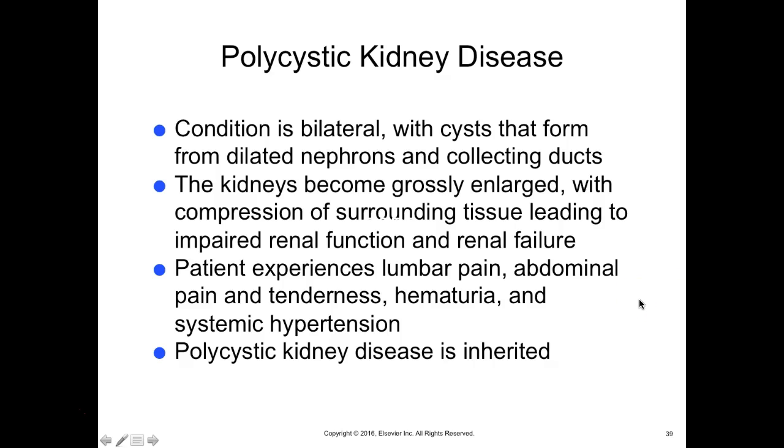Polycystic kidney disease. So this is where there's many cysts in the kidney. The condition is bilateral, affects both kidneys, with cysts that form from dilated nephrons and collecting ducts. So the kidneys become grossly enlarged with compression of surrounding tissue. This leads to impaired renal function and then eventually renal failure. So the patient experiences lumbar pain, so low back pain, abdominal pain and tenderness, hematuria, and then systemic hypertension. Polycystic kidney disease is an inherited condition.